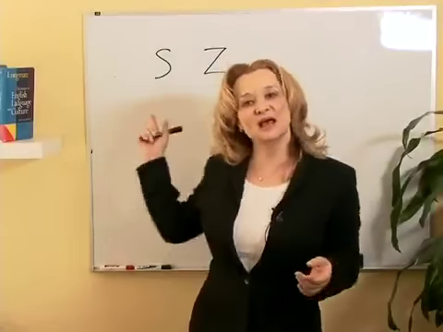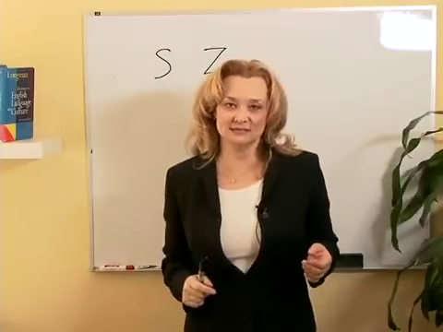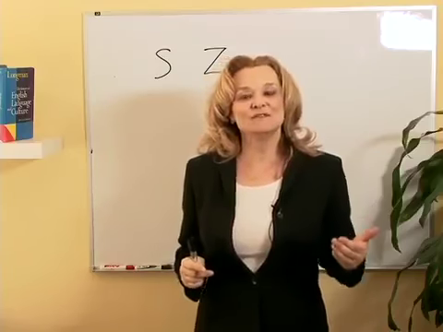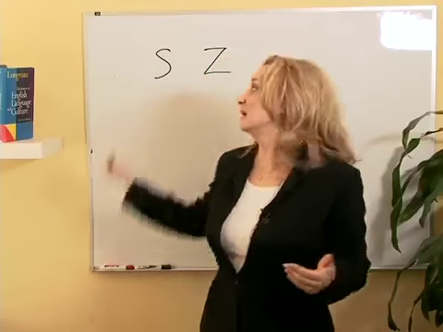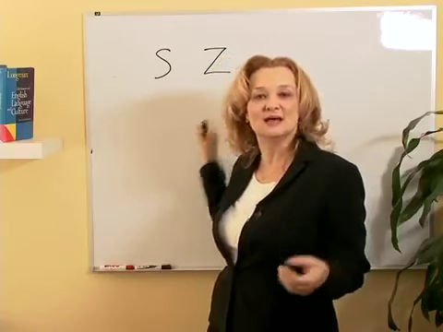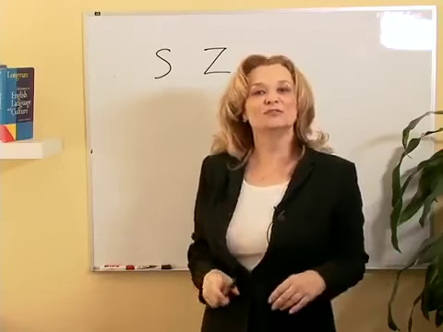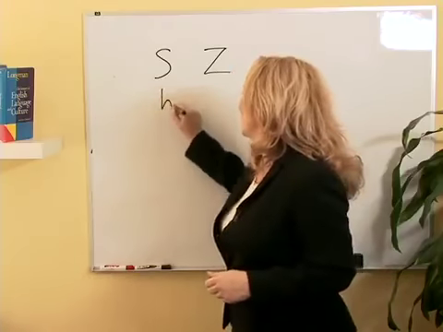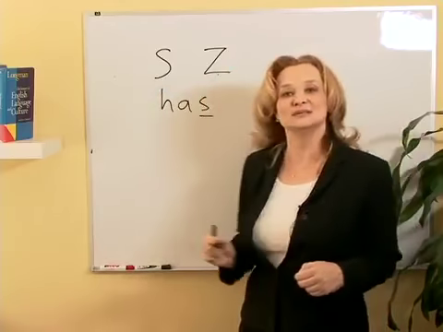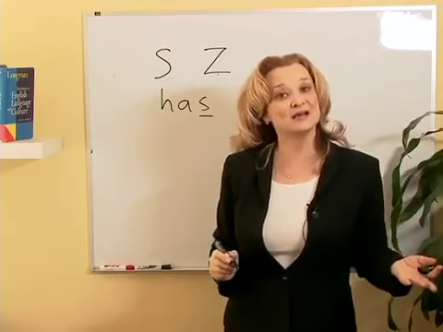Let's talk about the S and the Z sounds. This can be confusing and difficult because in English, very often a word is spelled with an S sound, but it's actually pronounced with a Z sound, with a Z. For example, the word has. It's spelled with an S, but the sound is actually Z, has.